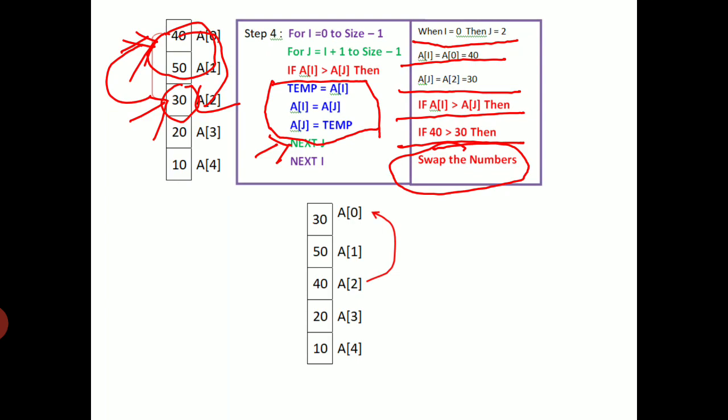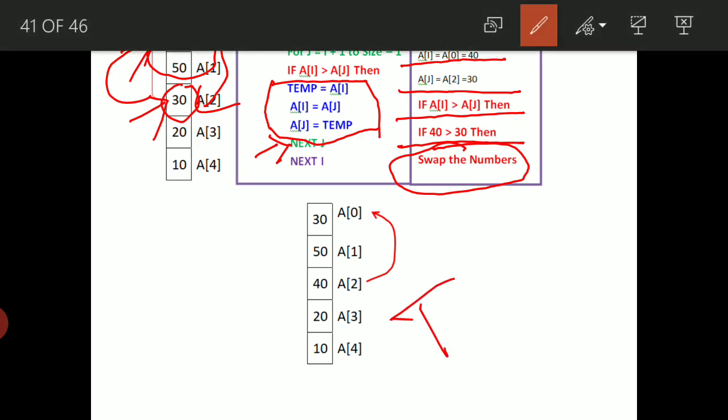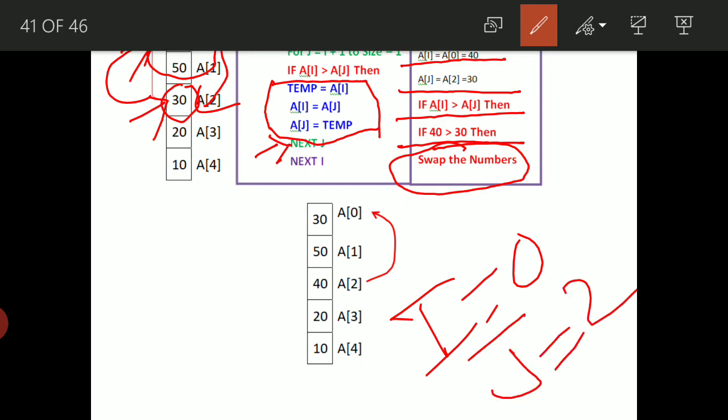This is when we are going to have I value 0. Remember this part, I value is 0 and J value is 2. You have seen 2 loops now. When I equal to 0, J equal to 1, what happens? Then you have seen when I equal to 0 and J equal to 2, what happened now?